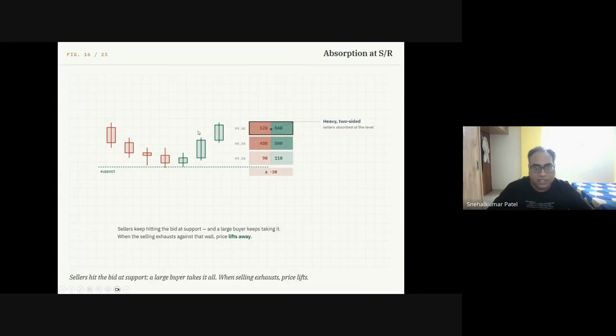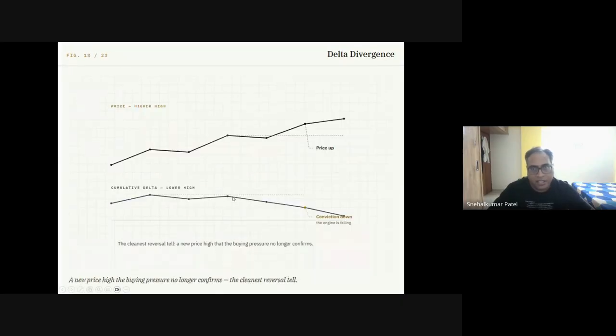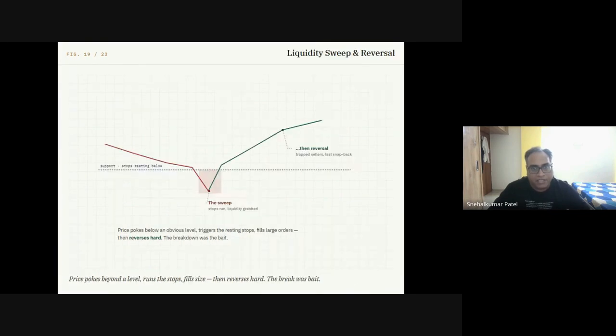Absorption and support and resistance, that is also something we have seen. Trapped traders example, we saw that at the top the buyers are trapped and the price kept moving, so they couldn't exit. Delta divergence, we couldn't find an example. Liquidity sweep is also something that we have seen.